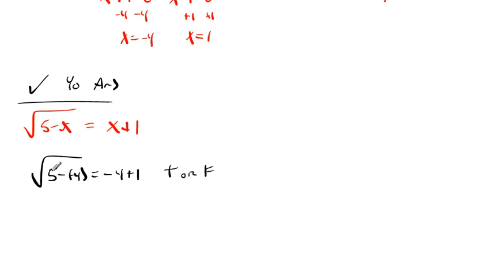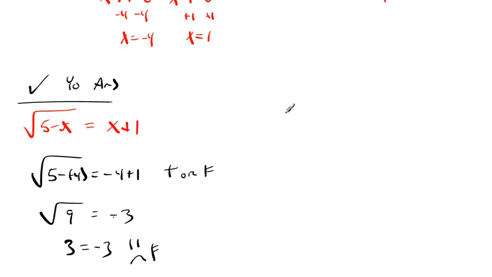Let's see here. 5 plus 4, right? Because a double negative makes it a plus 4 right here. So that's the square root of 9, which is equal to -4 plus 1, which is -3. So the square root of 9 is 3, and the right side is -3. Is 3 the same as -3? Are they both the same? Nope. So that means we say that's false right there. So that one's done. This one right here is false.